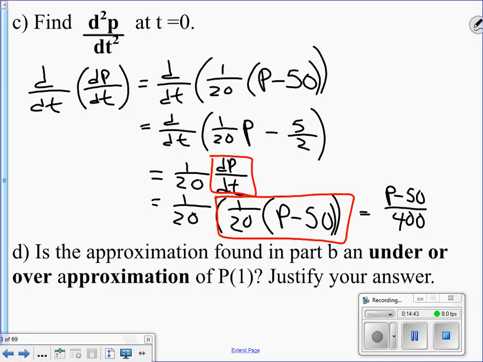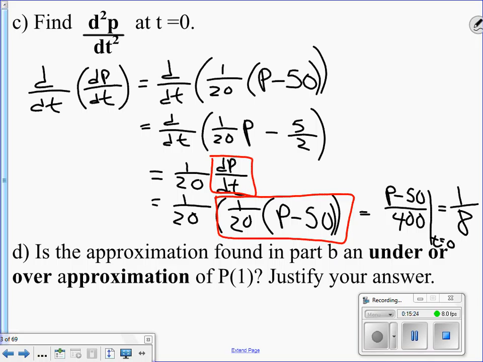All right, so now this is not the only thing. So we got the second derivative, but they want us to evaluate it at t equals 0. Should I just pretend that that's a P and plug 0 in for P? No. When t equals 0, P equals 100. You got to put the P in there. What is that going to equal? 50 over 400. 1/8. So all that to get the second derivative to this population graph at time 0 is 1/8.